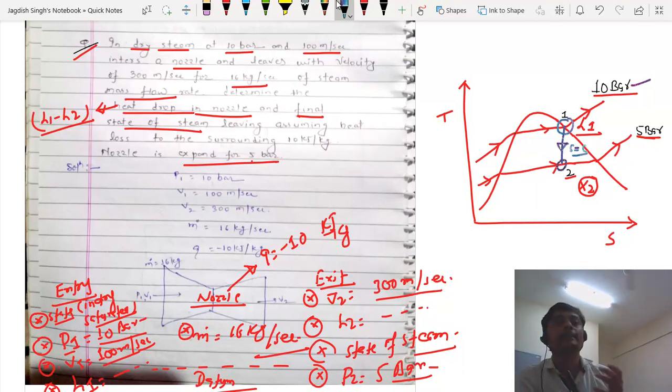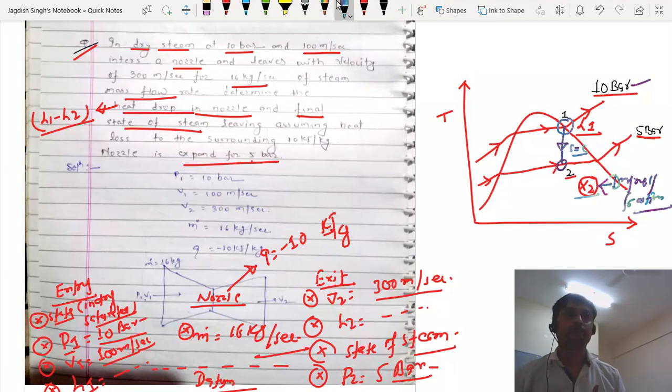You can observe here that at the exit, the quality of the steam becomes wet. So of course, since the enthalpy drops, the quality converts from dry saturated to wet condition. So we need to calculate the quality of the steam, that is the dryness fraction. During this expansion process, at the exit of the nozzle, the steam becomes wet.